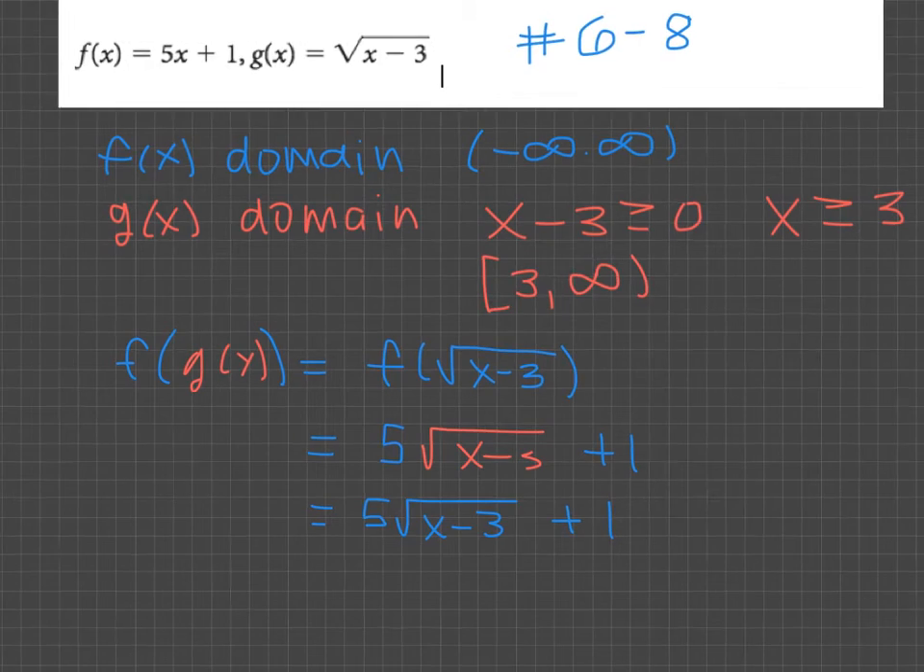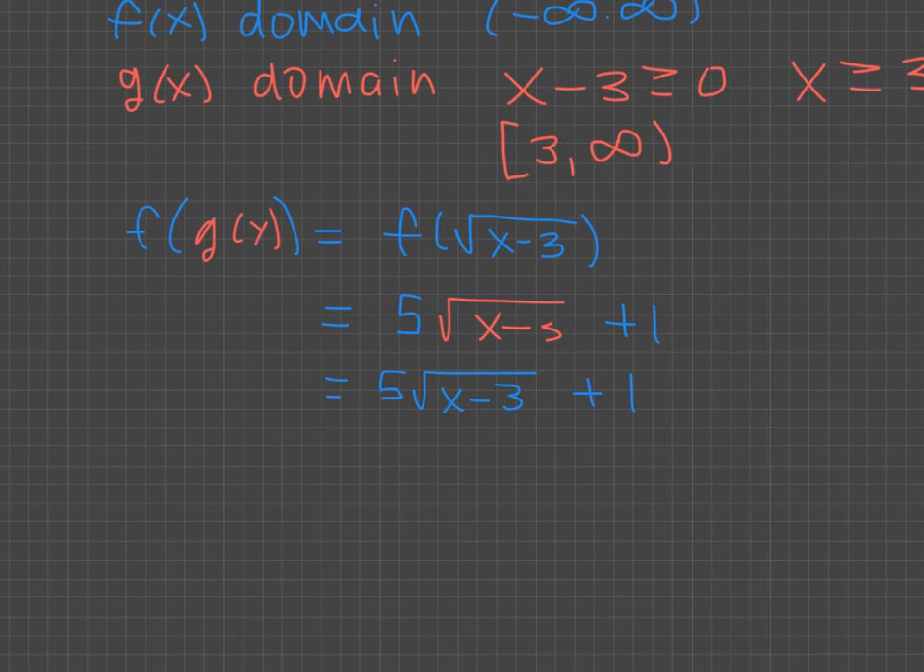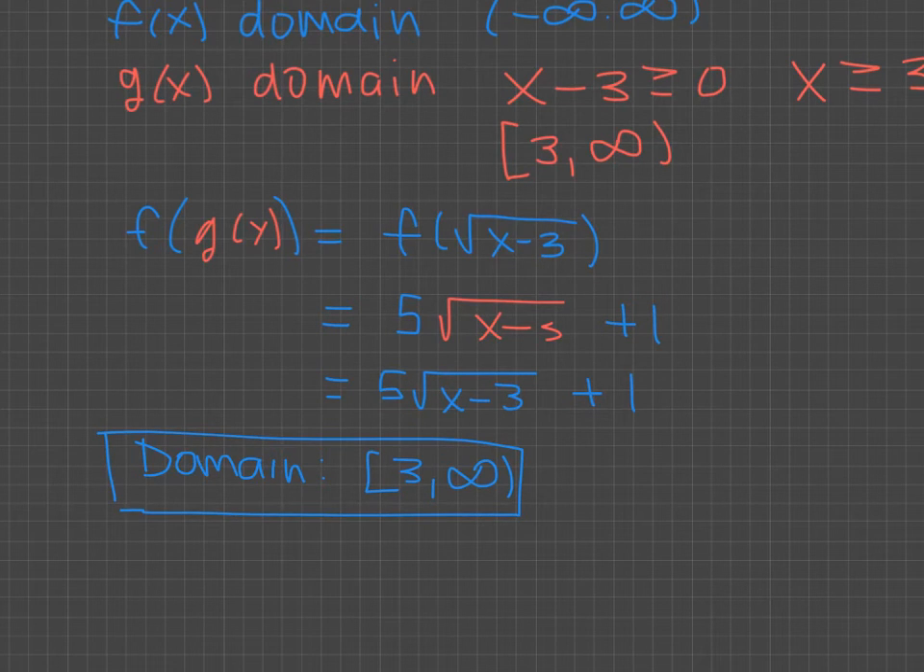All right, now we want to look at what the domain is. Remember, we have to think about the domain of the input function, which is g of x, and that was [3, infinity), and then also the domain of the resulting function. The domain of the resulting function is going to end up with that same domain because we still have x minus 3 underneath the square root. So this is the domain of our new function, f composed with g.